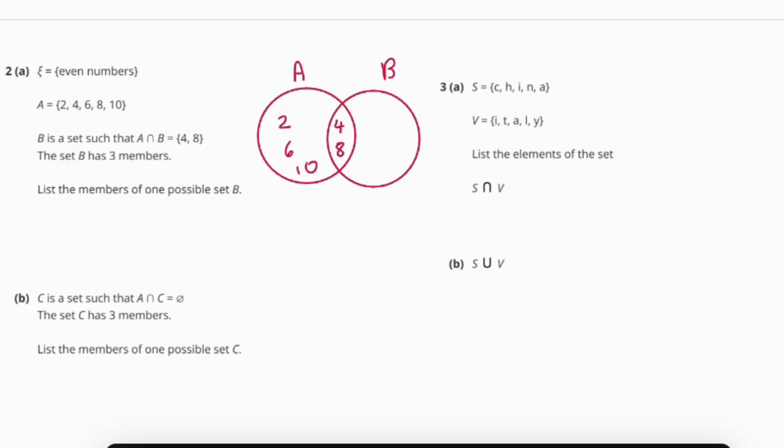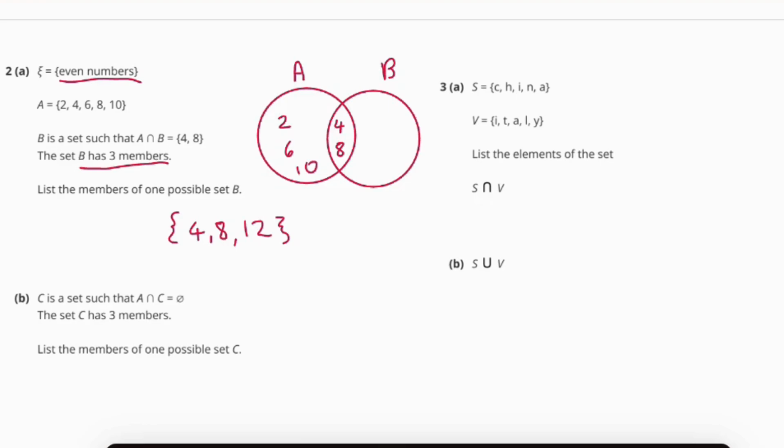So list the members of one possible set B. Set B has 3 members. So it's got to have 4 and 8 in it. It's not going to be 10. It could be 12. Could be 14. It's got to be an even number that's not an 8. Any even number above 10 would be sufficient there.